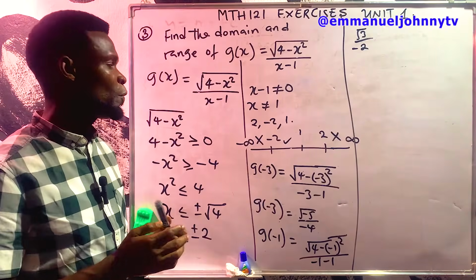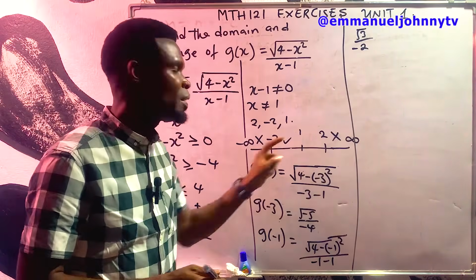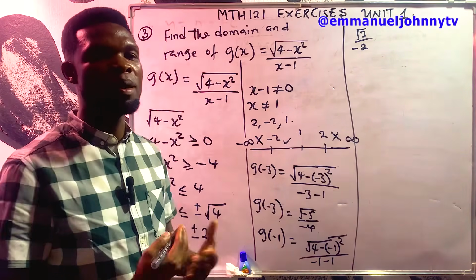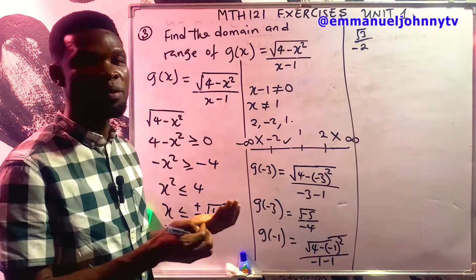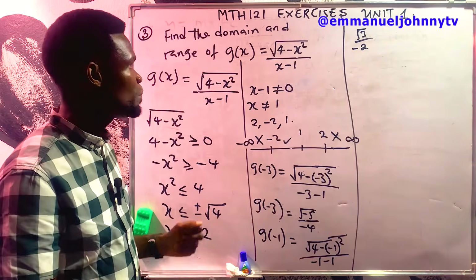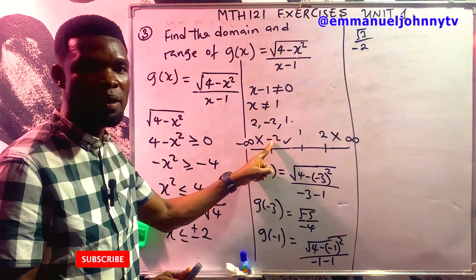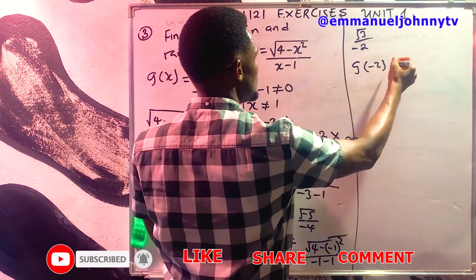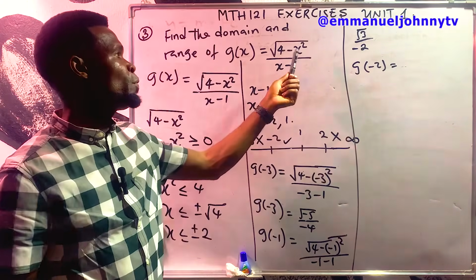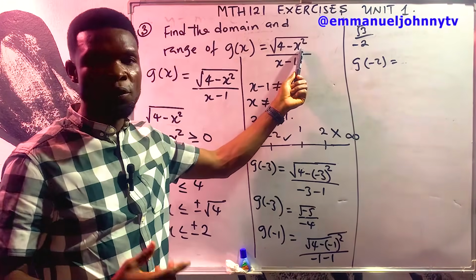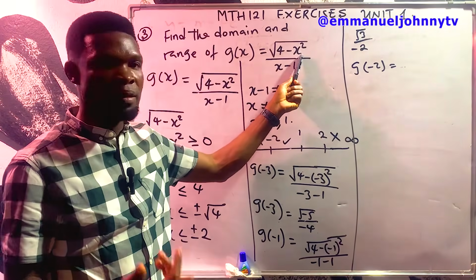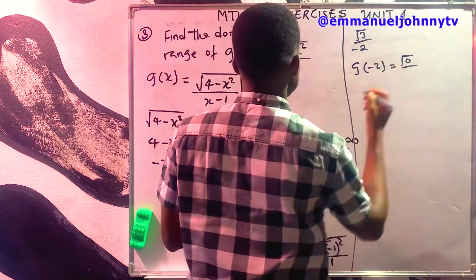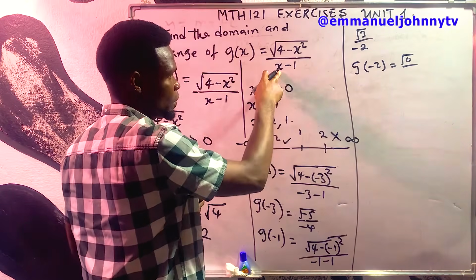Now the next thing you check out for is the critical points themselves. So without wasting much time, you understand what I'm doing. So I'll just explain it without writing. Let's pick this critical point here, minus 2. So that means that g of minus 2 will be equals to what? Let's go. Put minus 2. Minus 2 squared will give you 4. 4 minus 4 is 0. So that means you have square root of 0 all over, what we picked was minus 2.